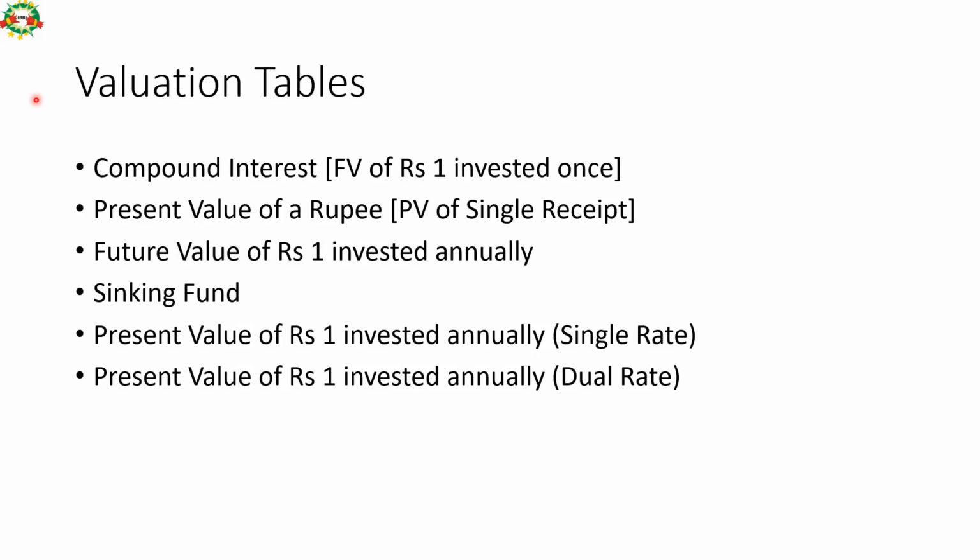Basically, these are the 5 types of valuation tables which we normally use. First, future value of 1 rupee invested, then present value of 1 rupee invested, then future value of 1 rupee invested annually. That is the third situation. Fourth situation, present value of 1 rupee invested annually. And the fifth situation is present value of 1 rupee invested with dual rate. What is dual rate? Capitalization rate and sinking fund rate, SFF, sinking fund factor.